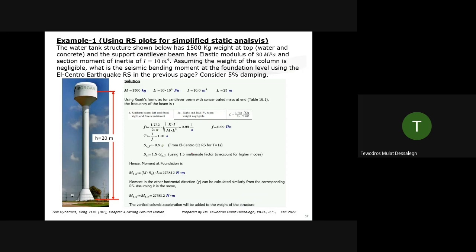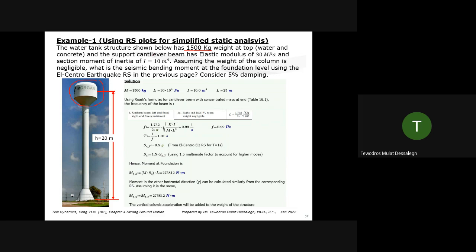Let me show you a quick example using a response spectrum plotter. Let's say we have this water tank structure shown below, which has a 1,500 kilogram mass at the top right here.